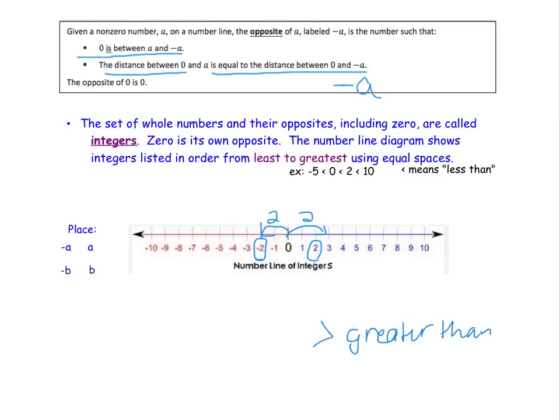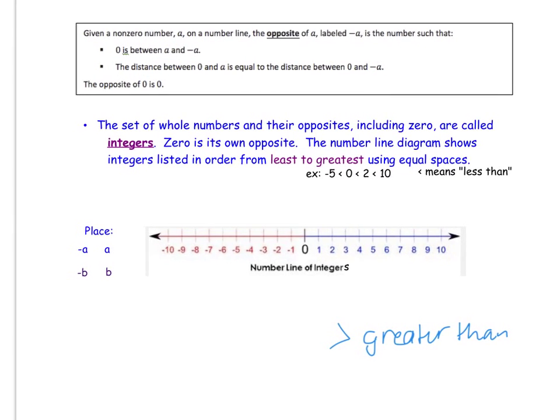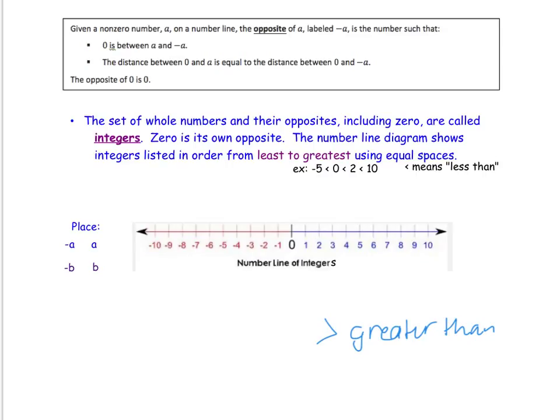Alright, so what I would like you to do is pause. I want you to place a negative A and an A. So just pick two opposites and name them A and the opposite of A. And then I want you to pick another two opposites and label them B and negative B. So remember, to be an opposite, they're the same distance but on opposite sides of 0. And then come back and see how we've matched up. Try to guess what number I'm going to choose.